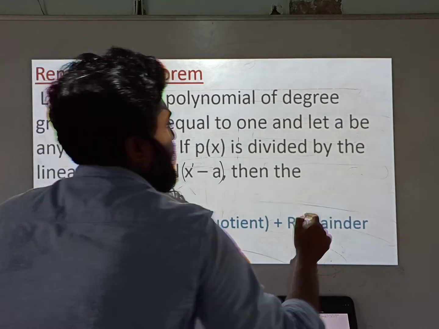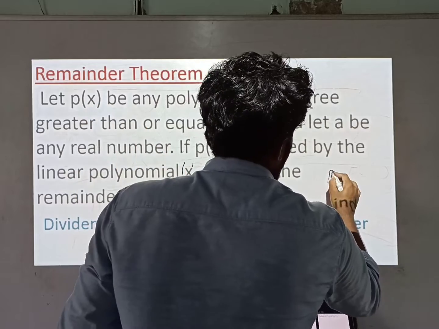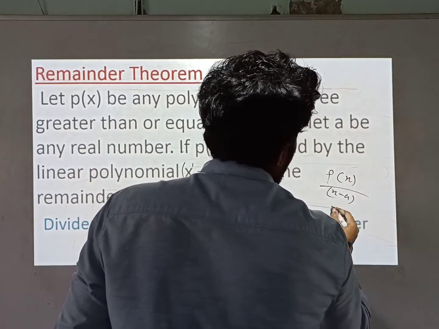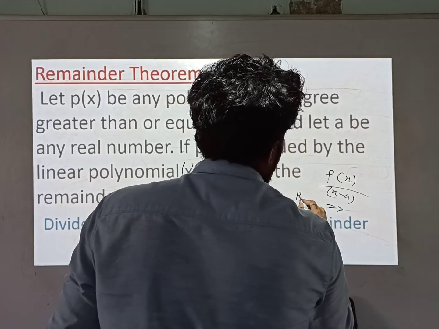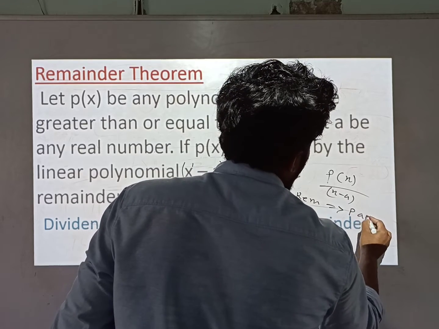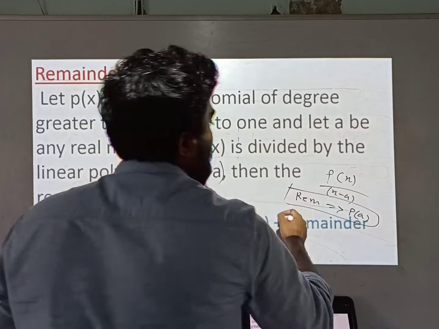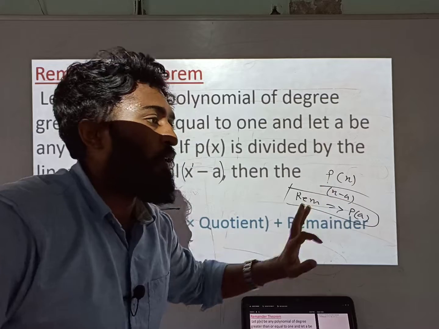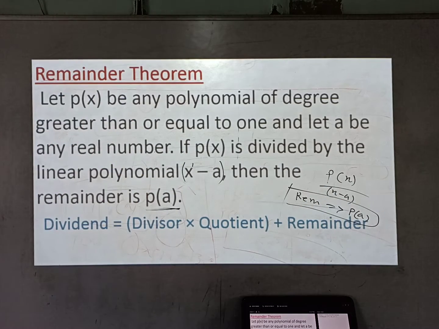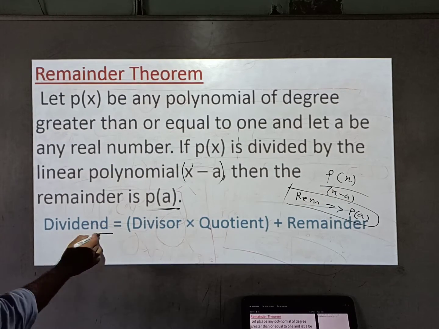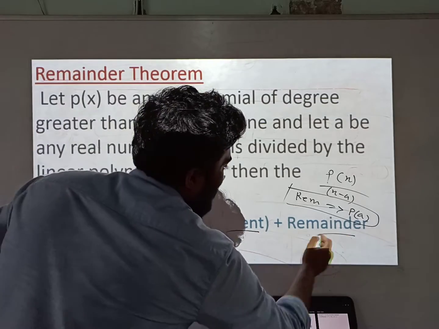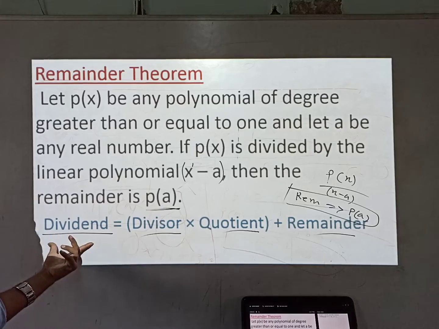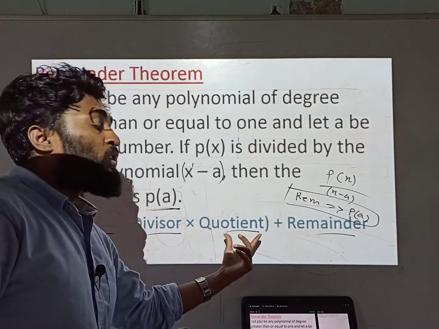Okay, what I am telling, the theorem says that if P(x) is divided by x minus a, then what do I get? Remainder. The remainder will be P(a). That is all about the remainder theorem. When P(x) is divided by x minus a, the remainder will be P(a). We will prove it. And we know that dividend equals divisor times quotient plus remainder. We have been learning this from class 6.